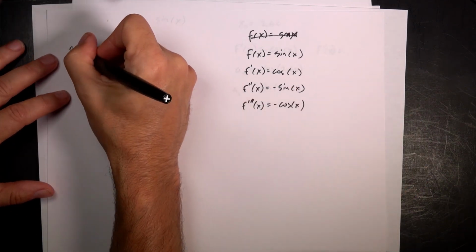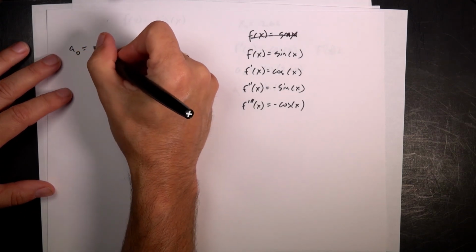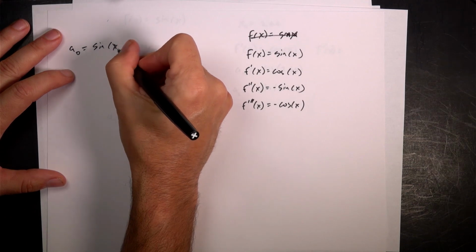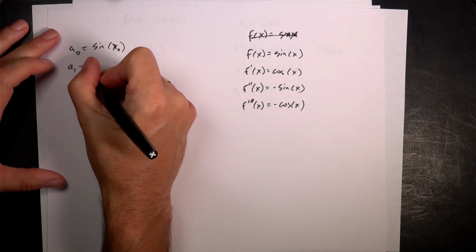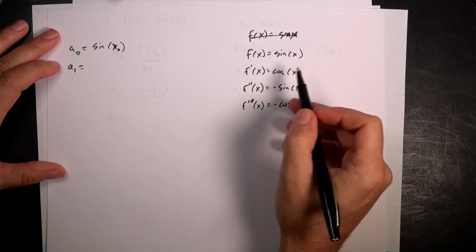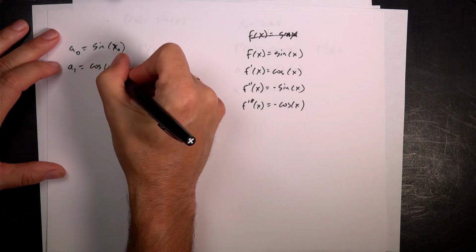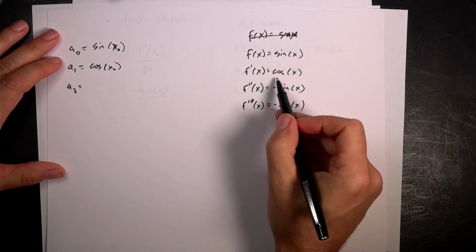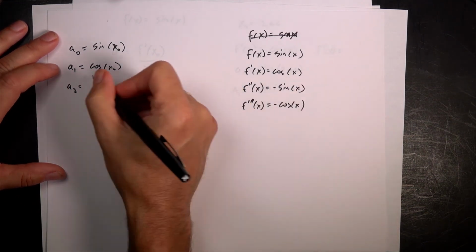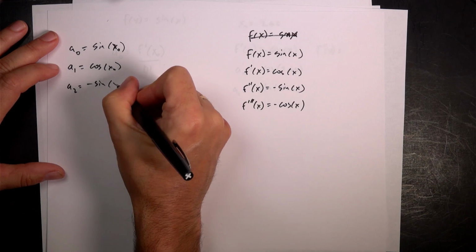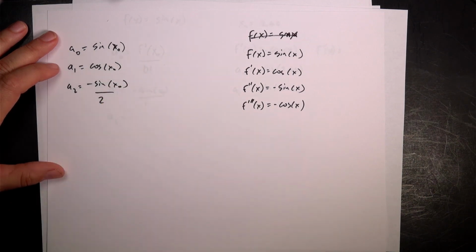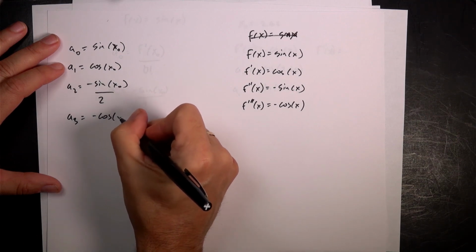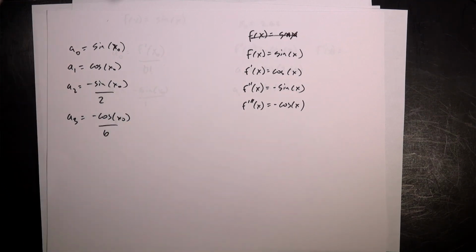Okay, so a0 is going to be equal to sine of x0. a1 is going to be cosine of x0. a2 is going to be equal to negative sine of x0 over 2 factorial. And then a3 is going to be negative cosine of x0 over 6.